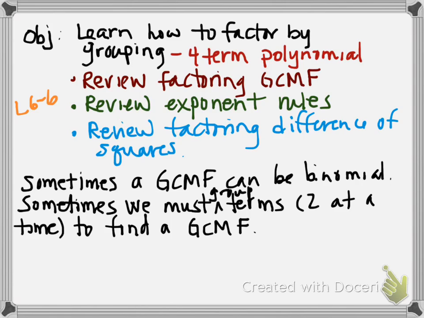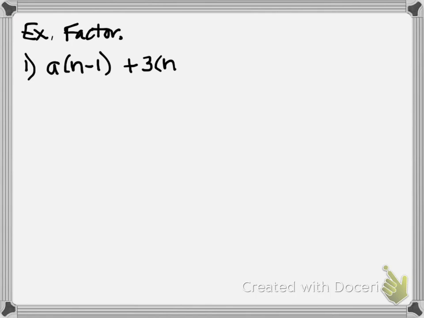All right, so let's do some examples. The directions are going to say factor, and that's implicit for factor completely, which means, hey, once you got your factors, check to see if you have any difference of squares. If you do, you have to keep going on. So let me give you a couple where it's already been partially factored. So we have a times the quantity n minus 1 plus 3 times the quantity n minus 1.